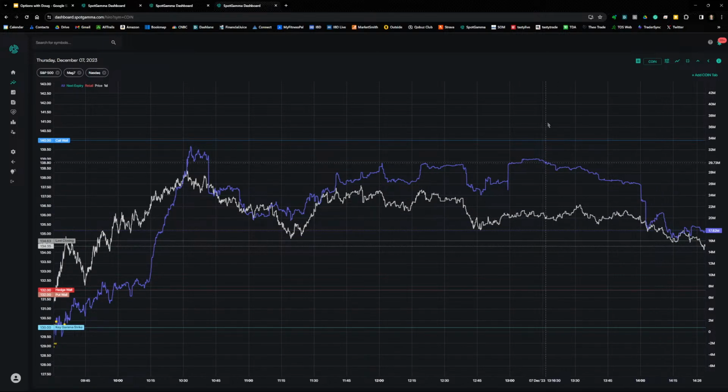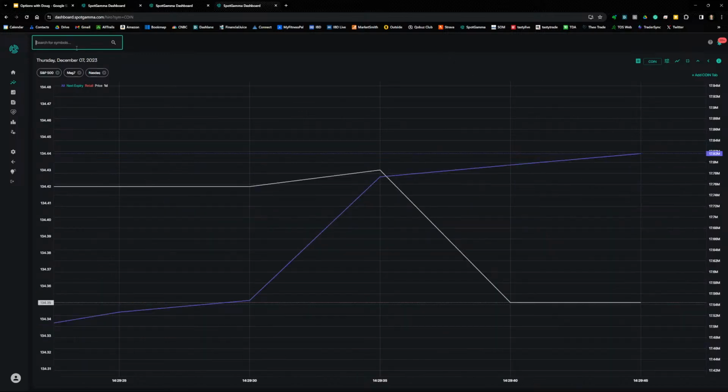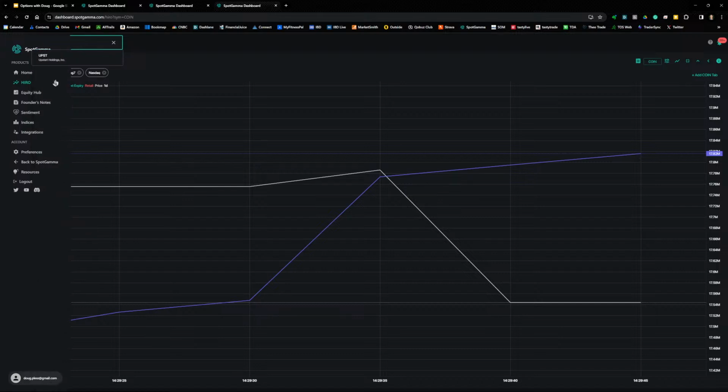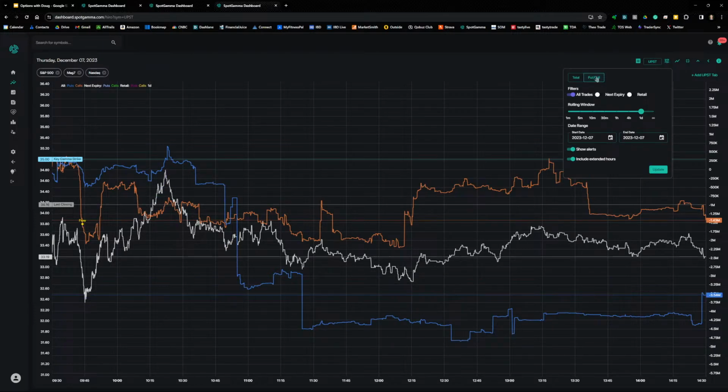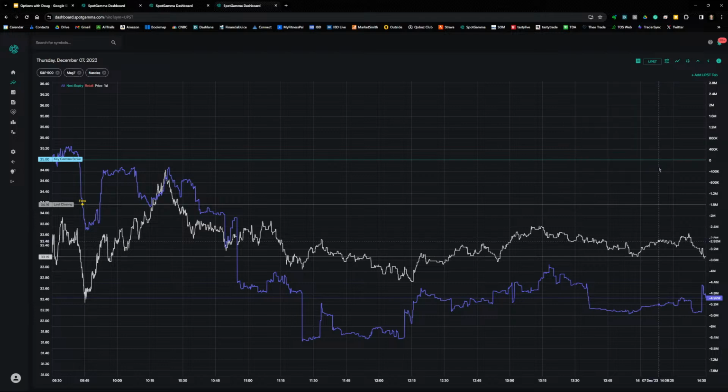Grizzly Bull wants to look at UPST, Upstart, I believe. Let's take a look at that. So pretty small notional value today. Choppy price action. So they're selling calls and buying puts. Let's compare that with NVIDIA. So the notional value there is minus 4.97. Let's take a look at NVIDIA, for example.